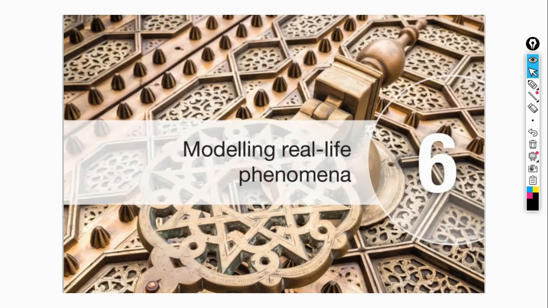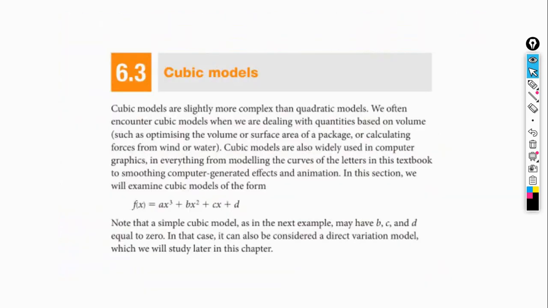Hello, everyone. So we continue with Chapter 6, Modeling Real-Life Phenomena. Specifically, we are now going to go into Section 6.3, Cubic Models. So cubic models are slightly more complex than quadratic models.